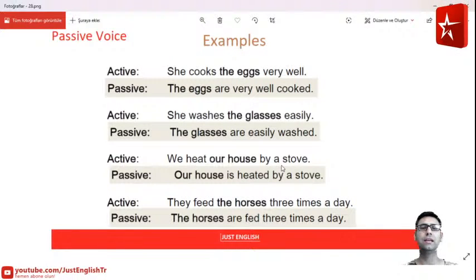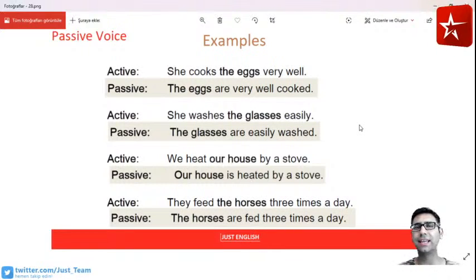As you can see, the subject of these sentences doesn't have to be a thing. I mean, it could be something alive. It doesn't have to be a table or eggs or glasses or, you know, a house. You can also use a person in passive sentences, which I'm going to give you examples for.